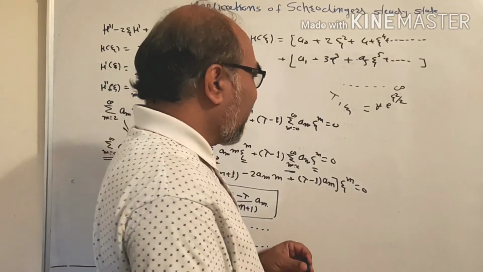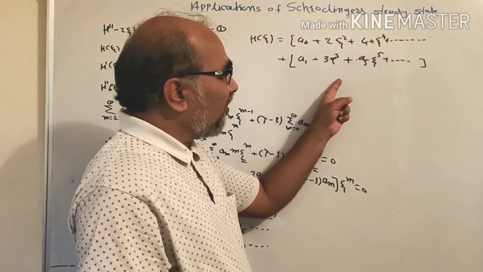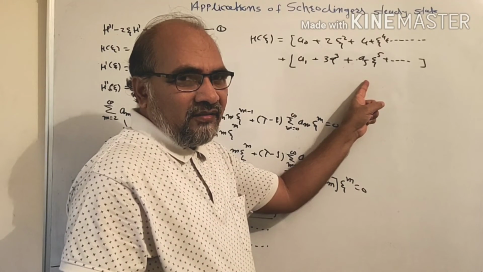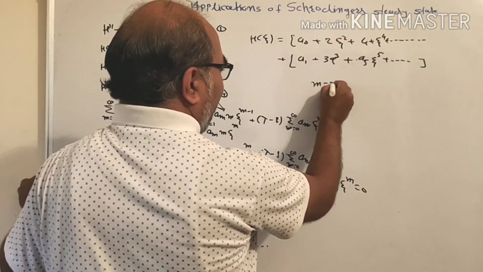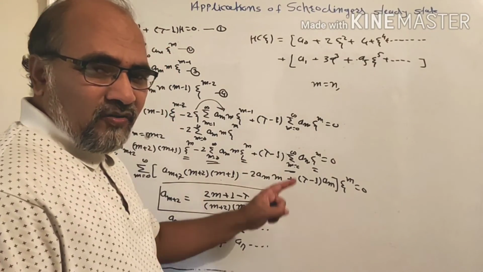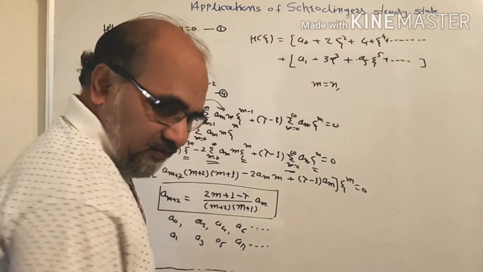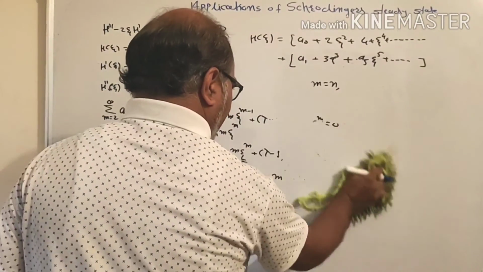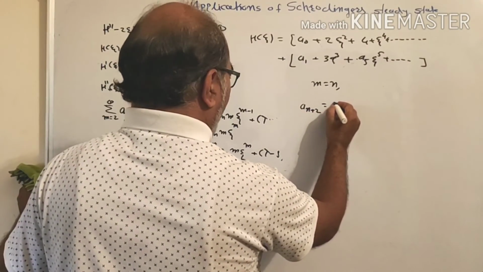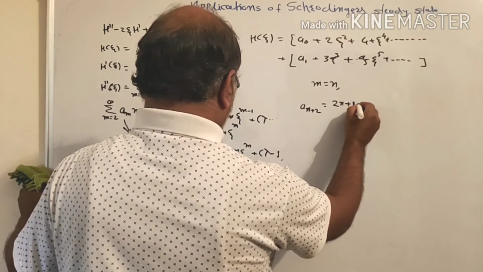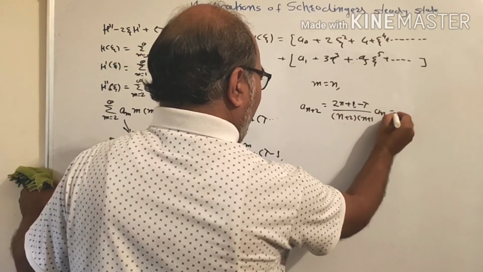This very large number of terms in the series can be avoided by considering a value of lambda such that after a particular number the power series becomes finite. That is possible if, after m equal to n, the power series has a finite number of terms, and therefore the recurrence relation becomes a n plus 2 into bracket 2n plus 1 minus lambda, divided by n plus 2 n plus 1, an is equal to 0.